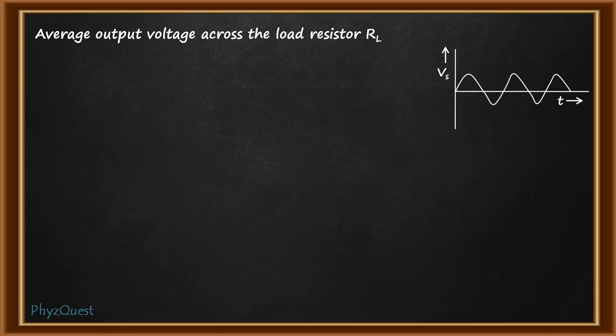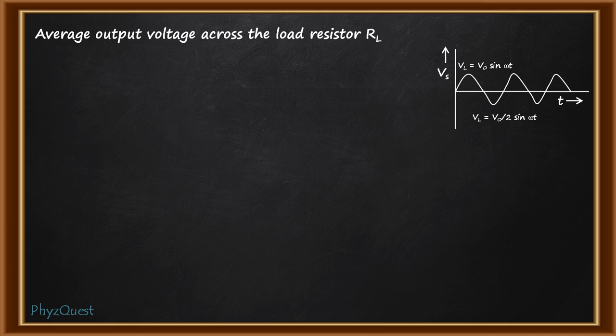So now how to calculate the area under the curve? Area under the curve is mathematically calculated by integrating the waveform for that period of time. Since here we have different values of instantaneous output voltage for the positive and the negative half cycle, we will have to do the integration for the positive and the negative half cycle separately and take the average over the whole period of time.